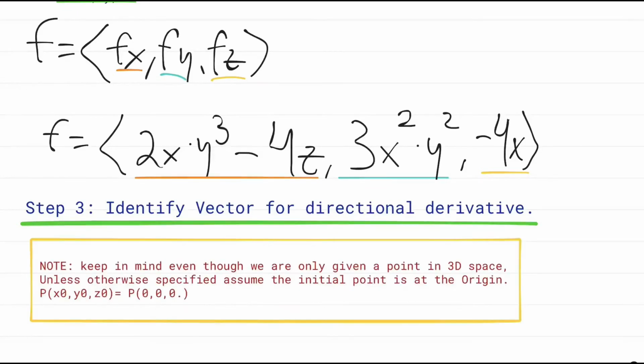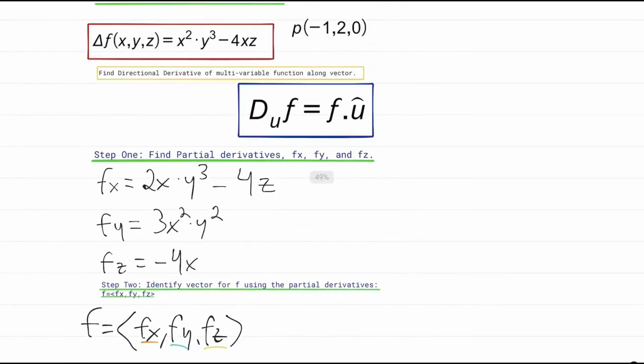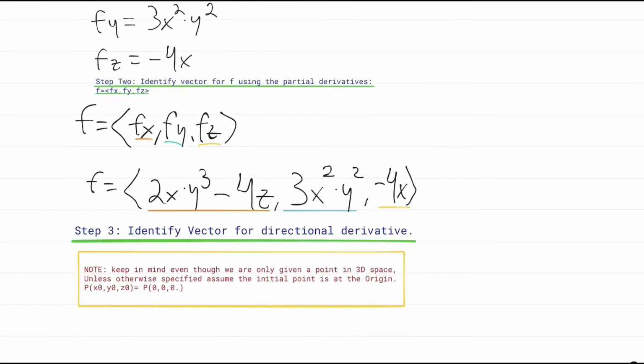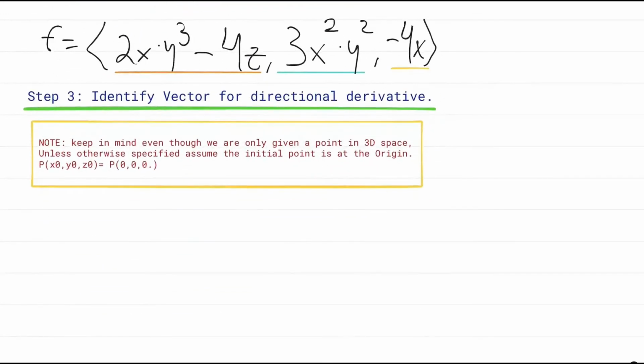One thing we do need to keep in mind is that even though we are only given a point in 3D space, unless otherwise specified, assume the initial point is at the origin. So in this case, we have an initial point of x naught, y naught, z naught at 0, 0, 0, at the origin. Why? Because now we have a vector, because we have a point in space. What's our point in space? Our point in space was given to us as P of -1 in the x, +2 in the y, 0 in the z. And we have an origin at 0, 0, 0.